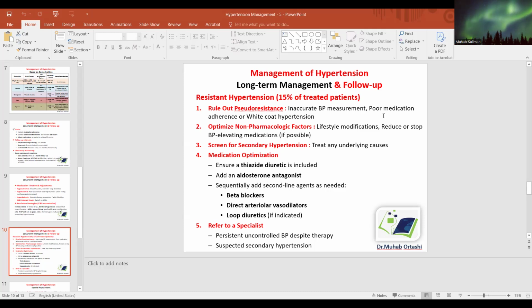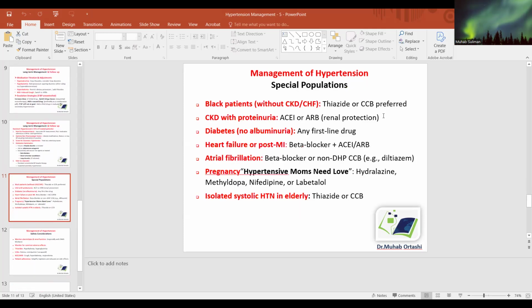If the patient persists on treatment and continues to have uncontrolled hypertension, we need to refer to a specialist, or if we suspect secondary hypertension, we also have to refer to a specialist. For example, if the patient has chronic kidney failure, we have to refer the patient to a nephrologist, and like that for other diseases. This is the last slide.